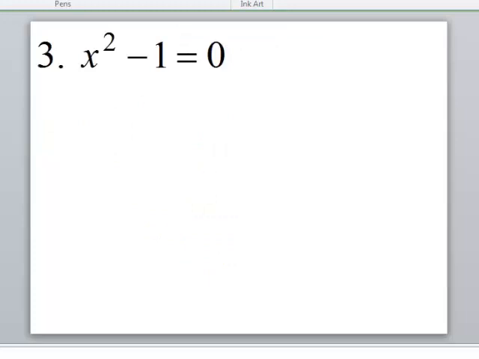On my next equation, I need to get the x squared by itself. I will do so by adding 1. x squared is equal to 1. Square root both sides. x is equal to plus or minus 1. My two solutions then are 1 and negative 1.